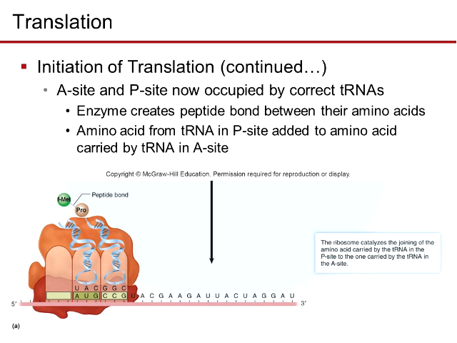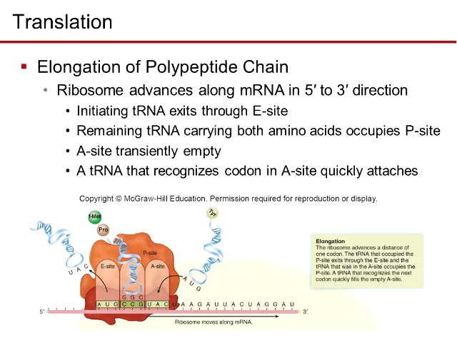The A site and P site are now occupied by the correct transfer RNAs. The enzyme creates a peptide bond between their amino acids. Amino acids from the tRNA in the P site are added to the amino acids from the tRNA at the A site, and they'll ultimately create the given protein that we're trying to produce.